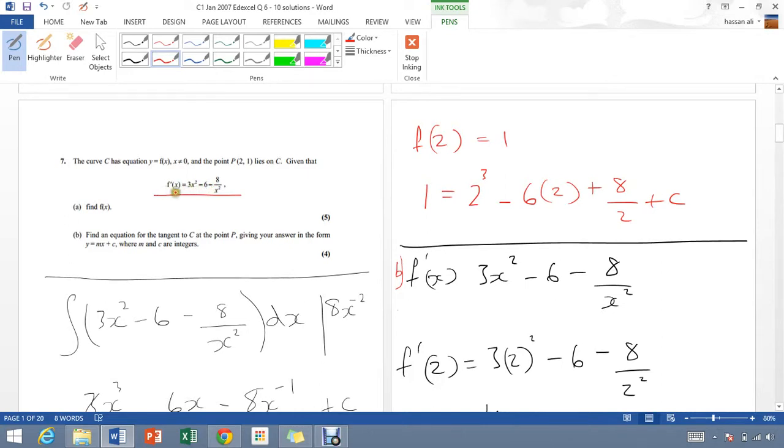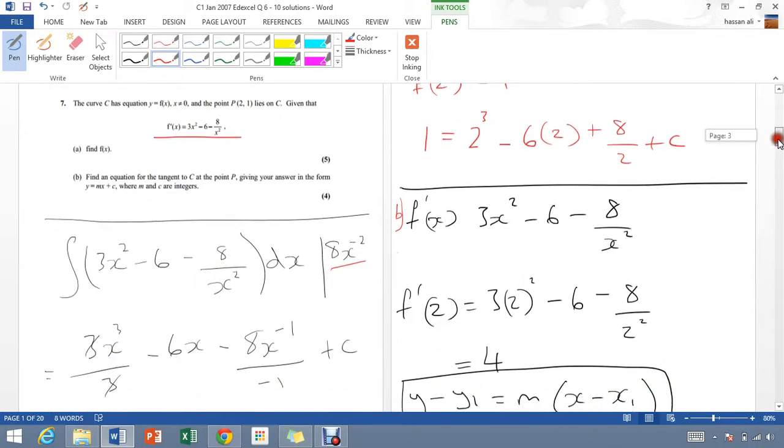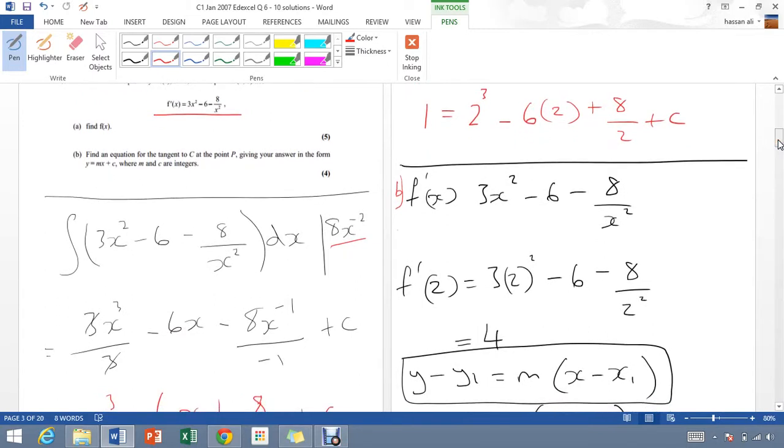We go back, because we've got the differentiated one here, we have to integrate to get our equation. So again, put this in your bracket. Now remember, 8/x² can be written as 8x to the power of minus 2, and it's better to have it in this format as it will be easier to integrate. Once you integrate that, you should get 3x³ over 3, because we simply add 1 to our index again and divide by the new power. Minus 6 will give you 6x, and remember minus 2 plus 1 gives you minus 1, divided by minus 1, plus c.